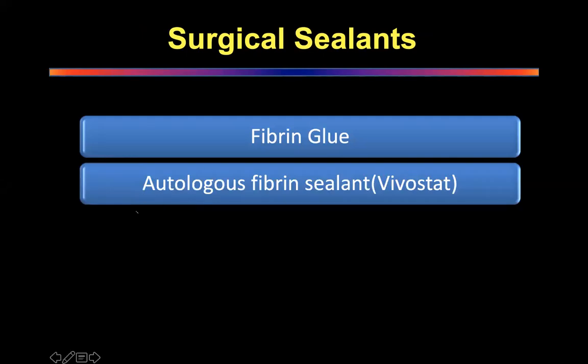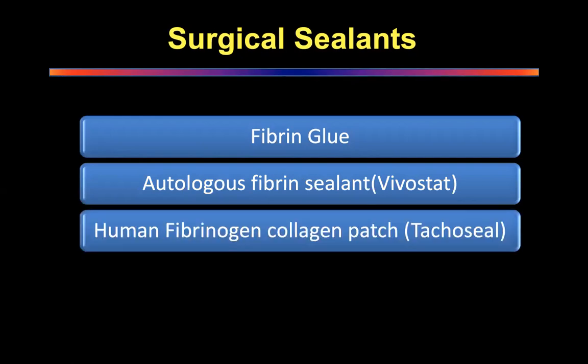There is something called autologous fibrin sealant, which is Vivostat. Each one of these is made up of a different chemical composition. So I'm just going to talk about the composition that it is, but you must know the trade name. So Vivostat is a fibrin sealant.